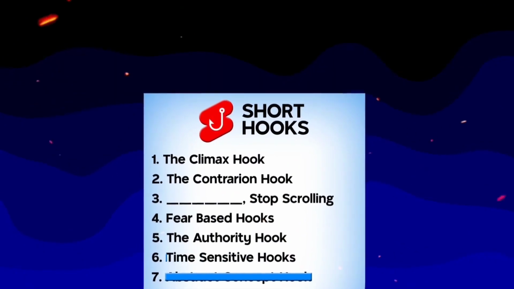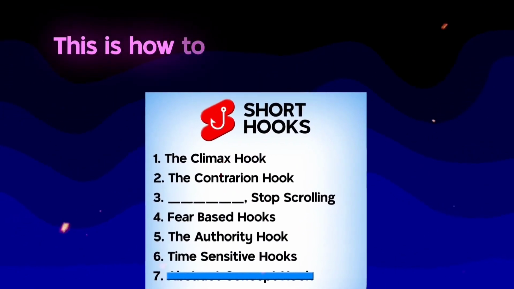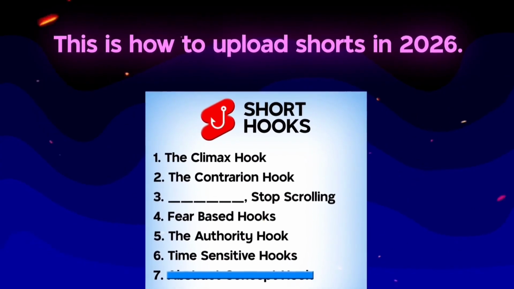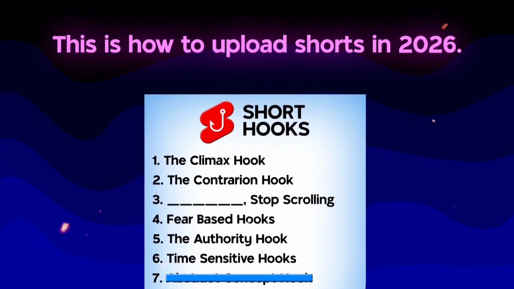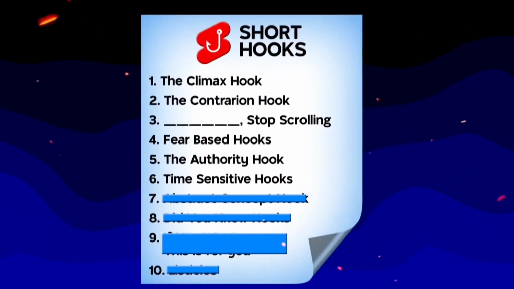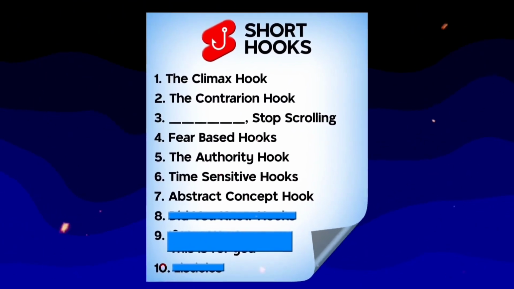Number 6 is a time-sensitive hook. For example, this is how to upload shorts in 2026. Maybe the viewer already knows how to upload a short, but adding 2026 up front makes it feel updated, which hooks them.